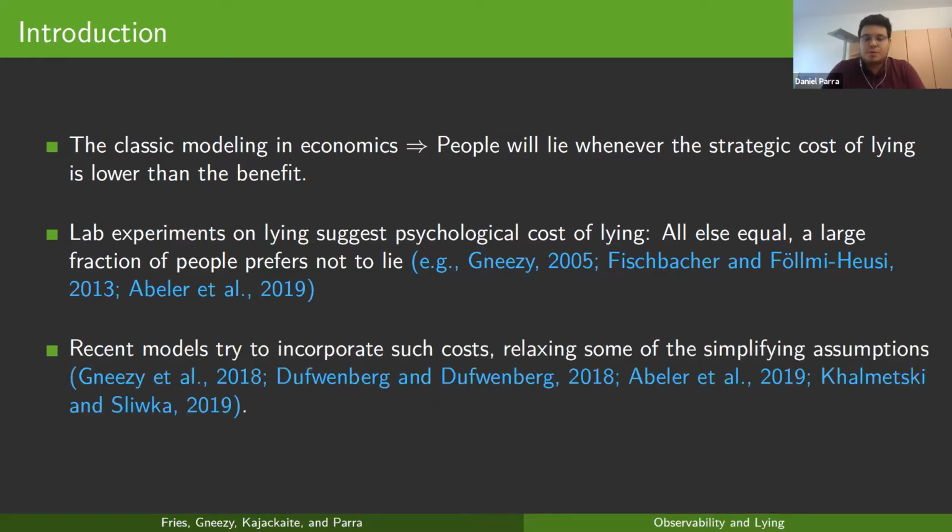So in recent years, there have been mainly four models that show that we can include this psychological cost of lying in the utility function, trying to make sense of why people are not lying as a typical economist would expect.